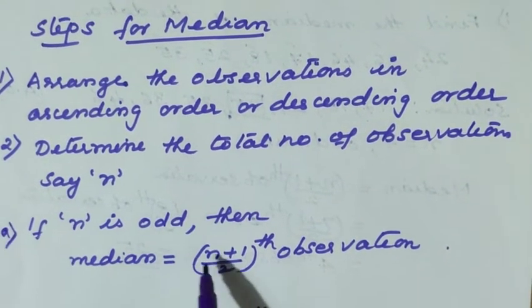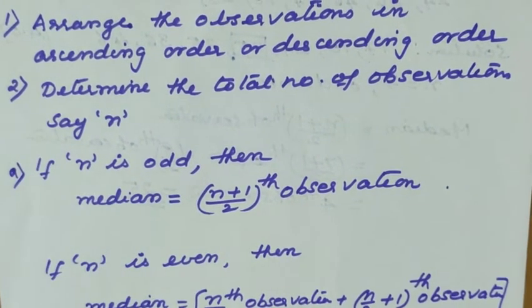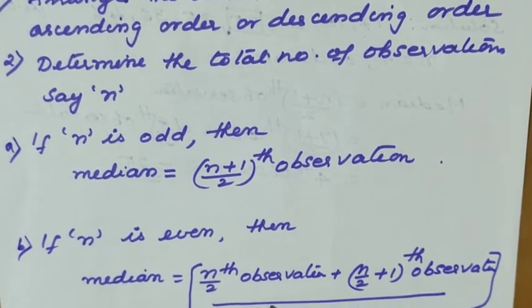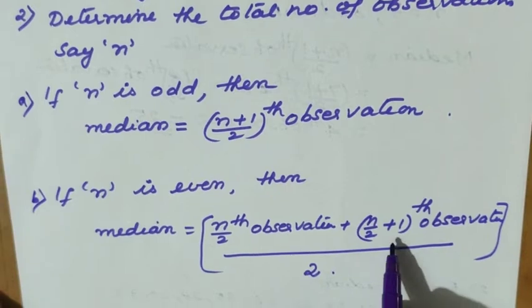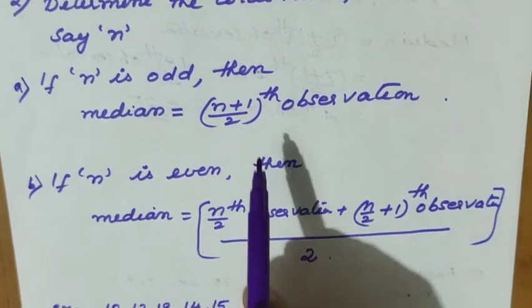If n is odd, then median equals the (n plus 1) by 2th observation. If n is even, then median equals the n by 2th observation plus the (n by 2 plus 1)th observation, divided by 2. So these are the two formulas.